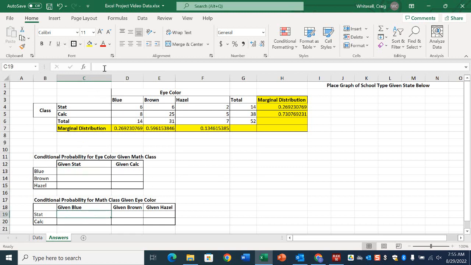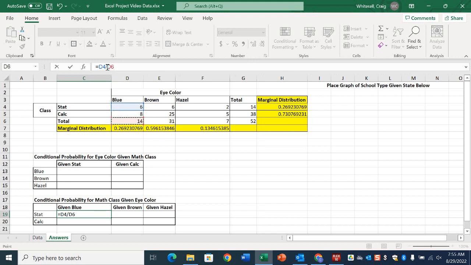Now for this, again, we're going to be doing a formula. We're going to be calculating something, so we need to put our equal sign in first. What do we want it to equal? Well, for blue-eyed individuals, we want to see how many stats students, and divide it by our denominator here.